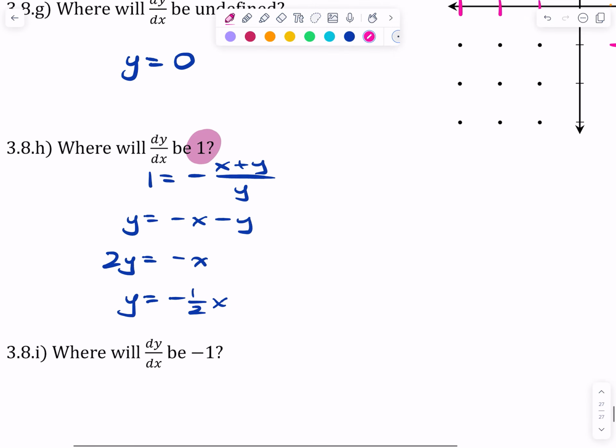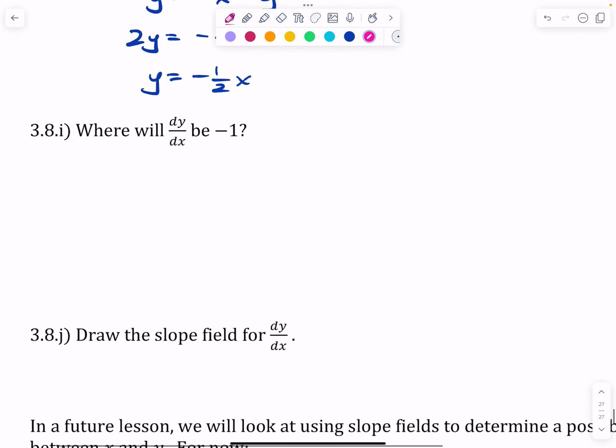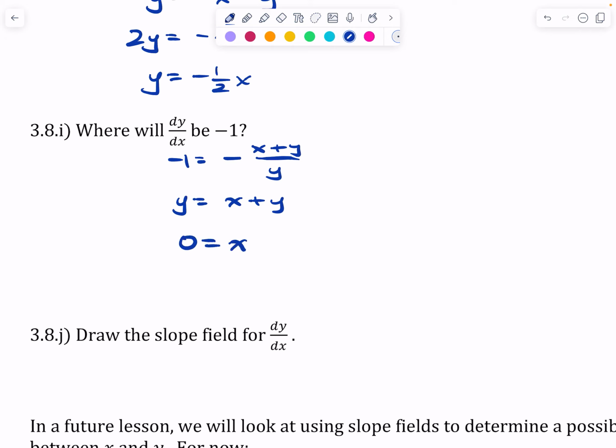And any other prompts here? Where will dy dx be negative 1? Okay. So negative 1 is equal to negative (x plus y) over y. You can multiply by y and by negative 1 at the same time, since the negatives are going to cancel out. Thus telling us y is equal to x plus y. Oh, that's interesting. Subtract y from both sides. 0 is equal to x. So wherever x is 0, the slope dy dx is negative 1.